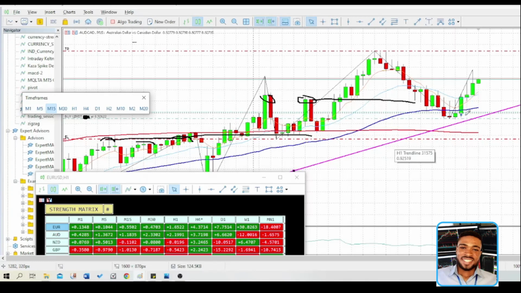This is my log. The market did not actually hit my profit target, and I'm showing you so that you get a feel of how real trading is. This was AUD/CAD, 15 minutes time frame. Can you see? 15 minutes time frame. So you must understand support and resistance to be able to trade support successfully.